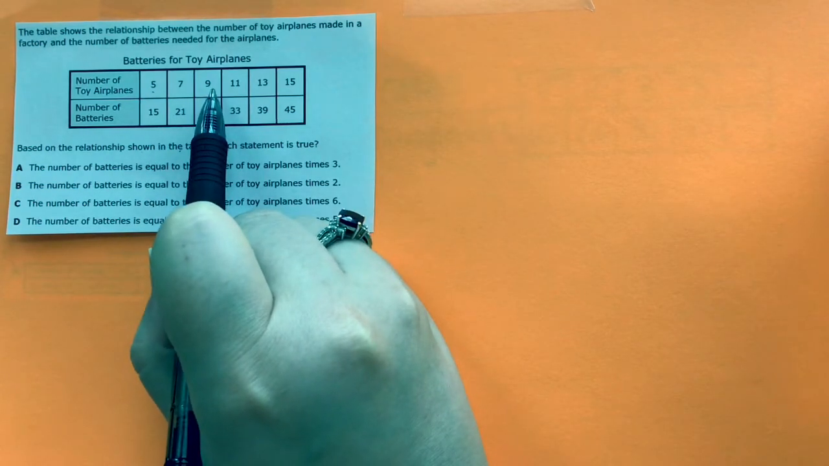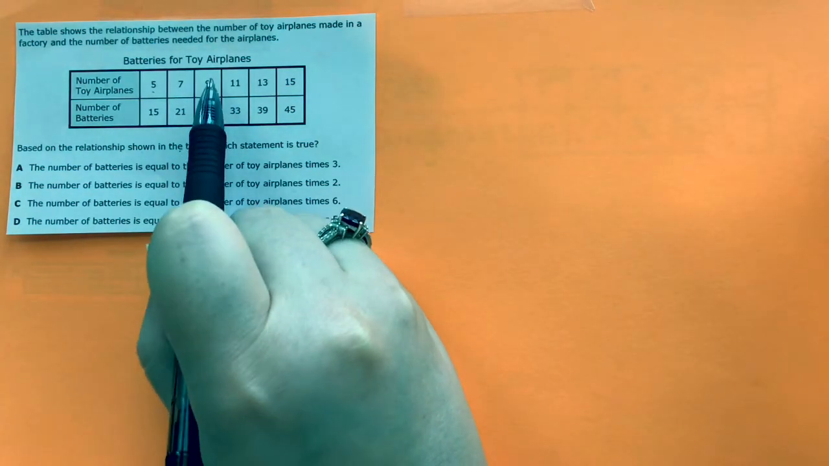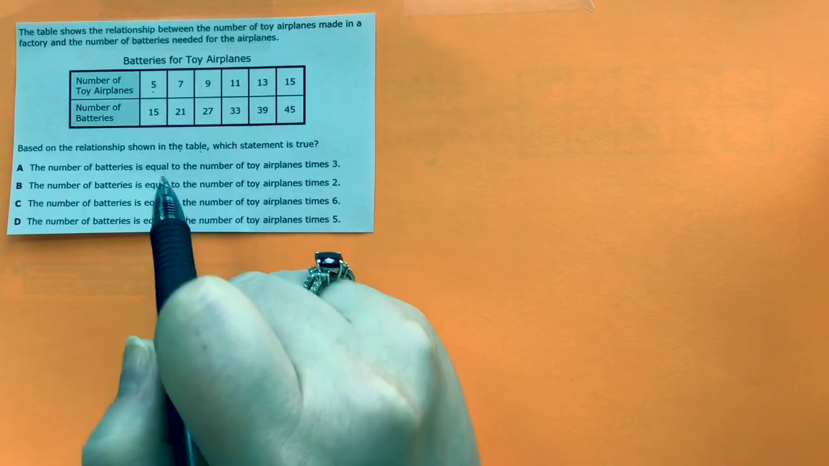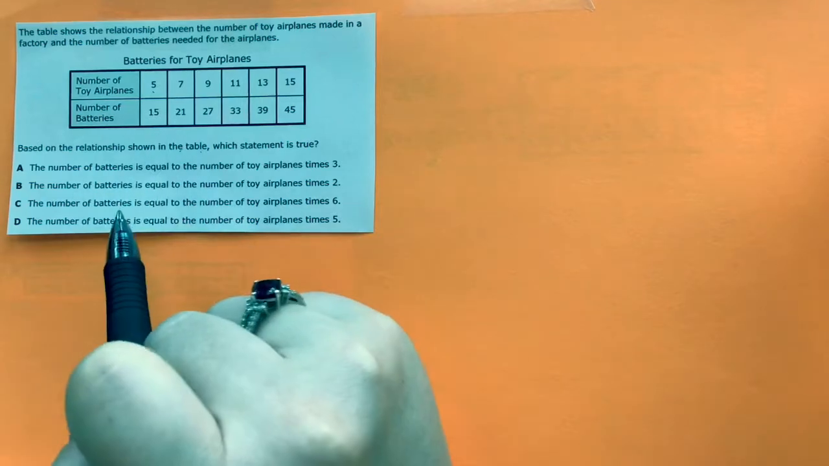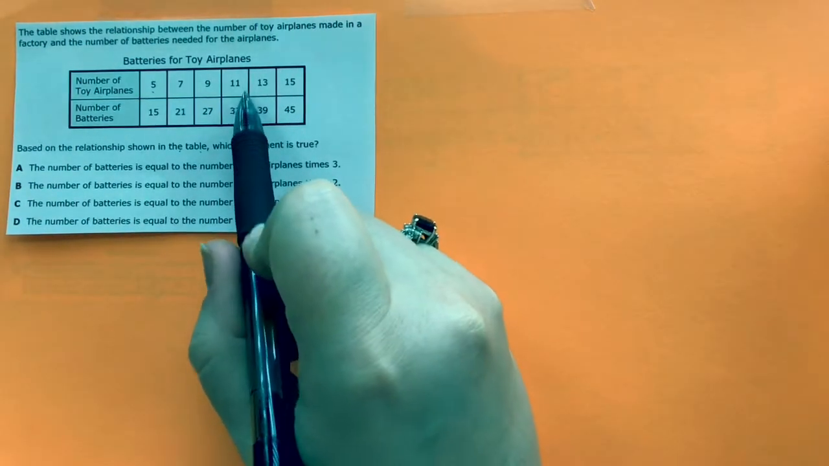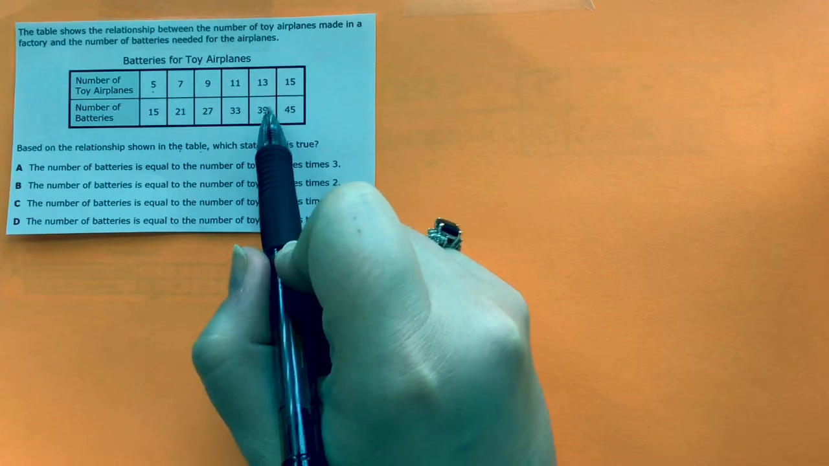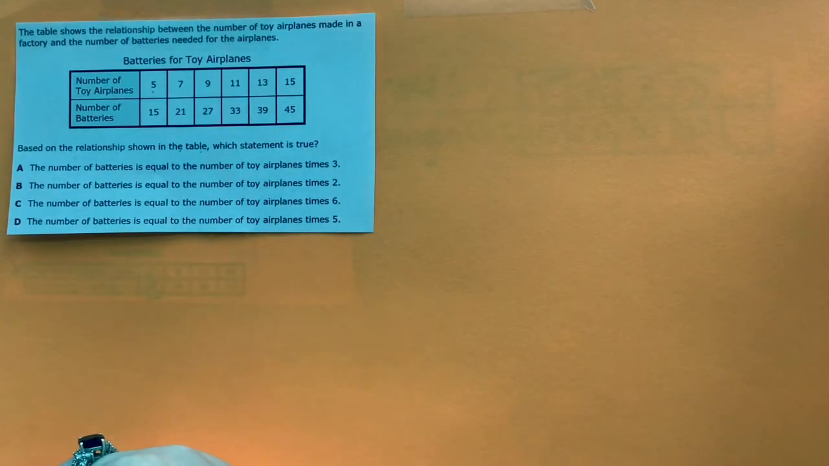Here I have 9 airplanes. I would need 27 batteries. Again, that's a numerical relationship. I'm trying to find a pattern with those to find out what the rule is of how I get airplanes to the number of batteries. So again, 11 and 33, 13 and 39, and 15 and 45. So all of those numbers have a relationship and I need to find out what that rule is.